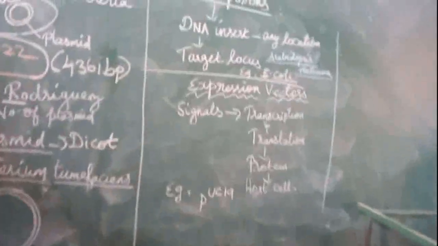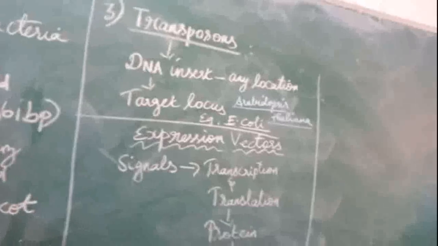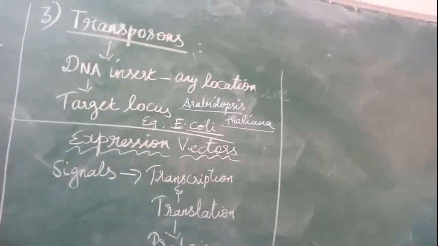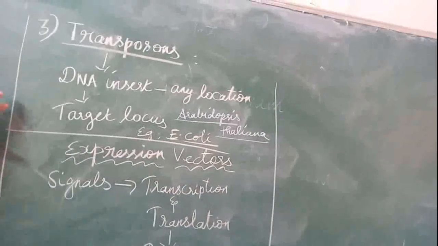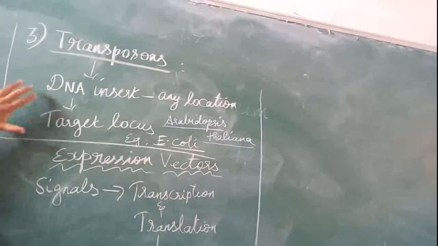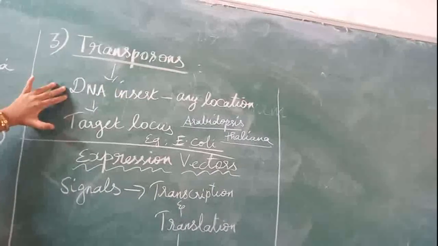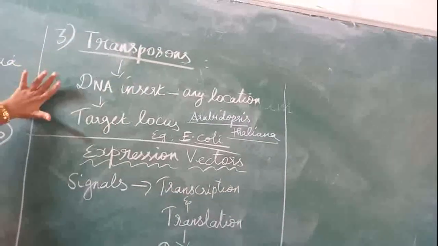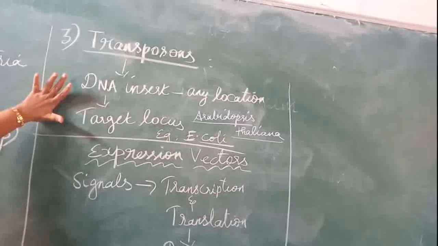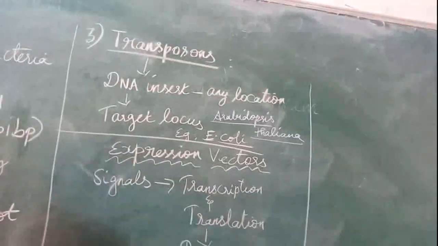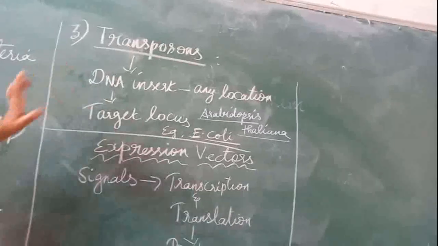And the next type of vector is called transposons. They are also called mobile elements or jumping genes. So far we have seen vectors with a target, but in this particular vector, our gene of interest can be inserted anywhere we like. So there is no need for any target location. Wherever we need, we can insert a gene, so they are called jumping genes or mobile genes.